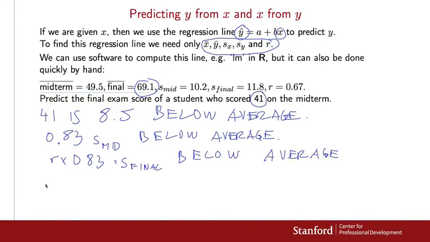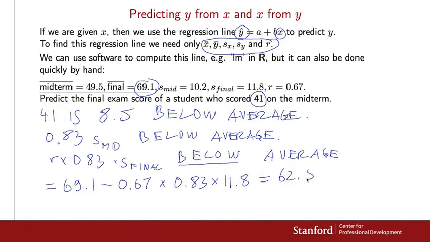So now we can simply plug in the numbers. We take the average for the final exam. We subtract off, because we are below average, R, which is 0.67, times 0.83, times the standard deviation for the final exam scores, which is 11.8, and we arrive at 62.5.